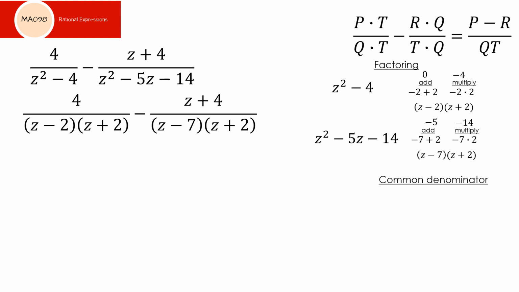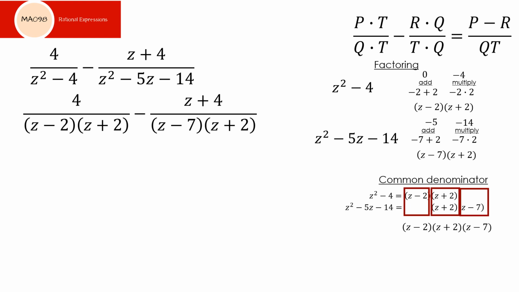Let's look at the denominators. They're not common, so we need to make them common. So just like the last one, we're going to write all of the factors on top of each other. So see, I wrote z squared minus 4 is z minus 2 times z plus 2, and then z squared minus 5z minus 14, I wrote the common factors on top of each other. Now I keep saying circle, but we're going to put a square around these. So our common denominator is z minus 2 times z plus 2 times z minus 7.